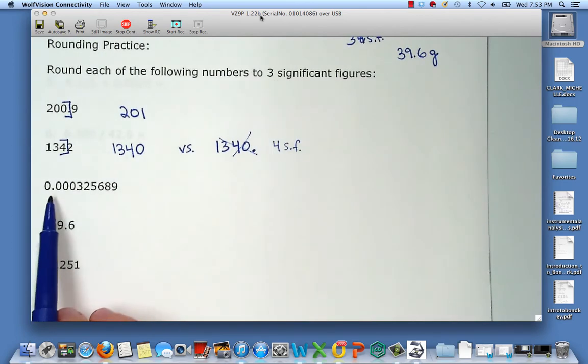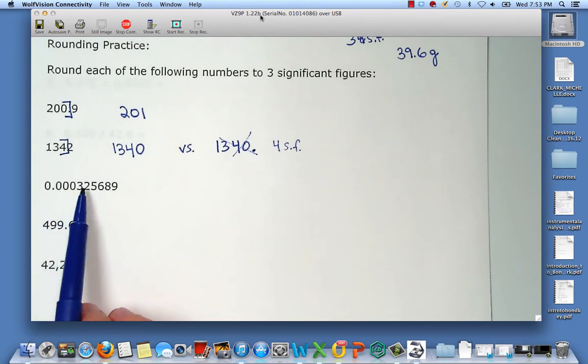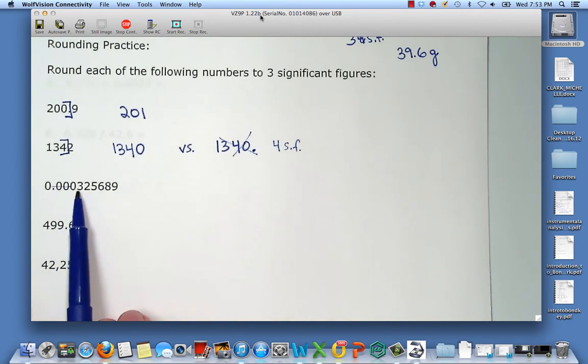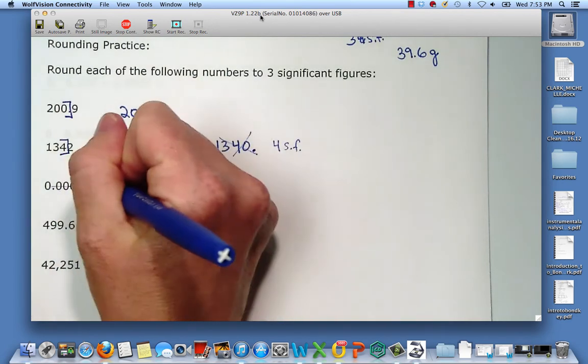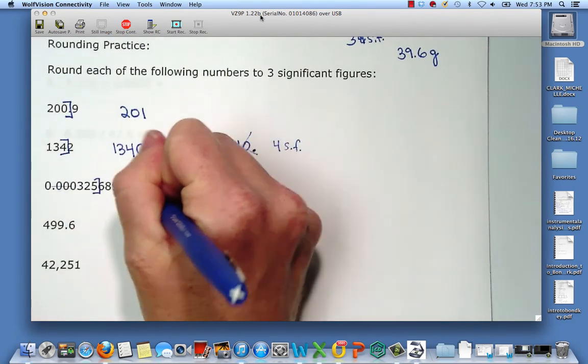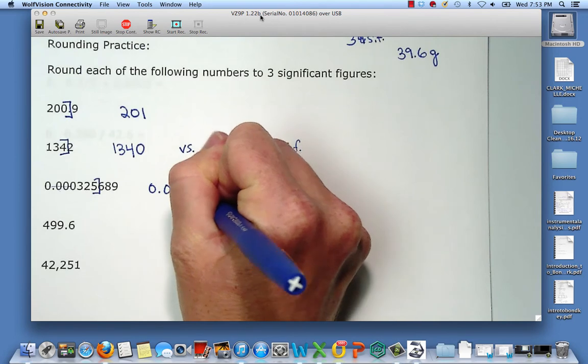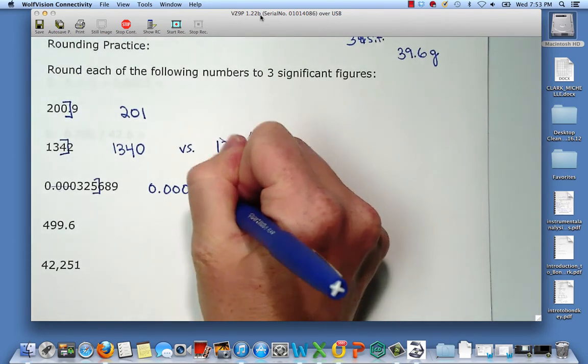Okay, this number, do I do anything with these zeros? No. So these are all placeholders. I get to here, I start counting. 1, 2, 3. So 0.0003266.